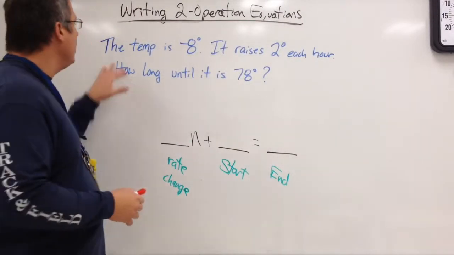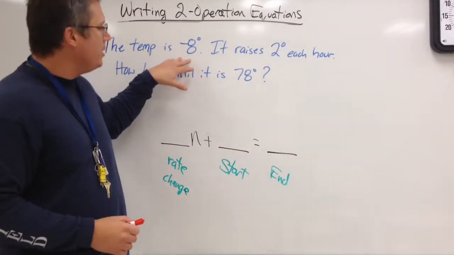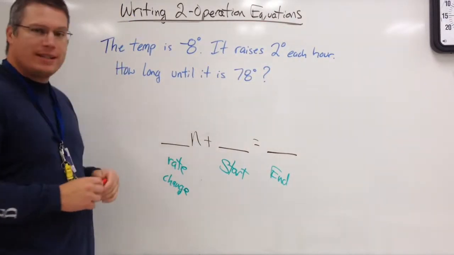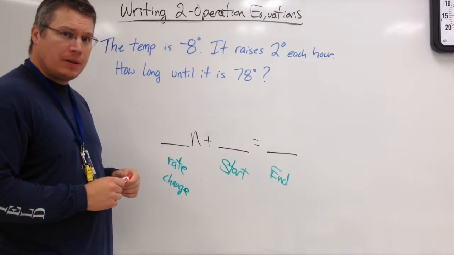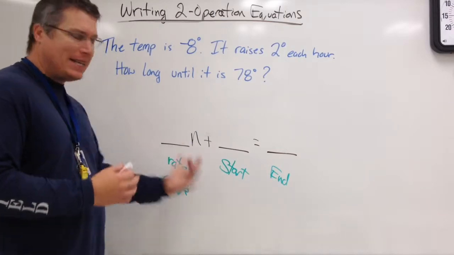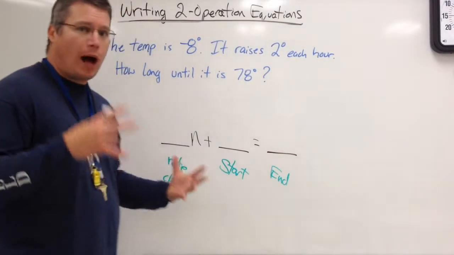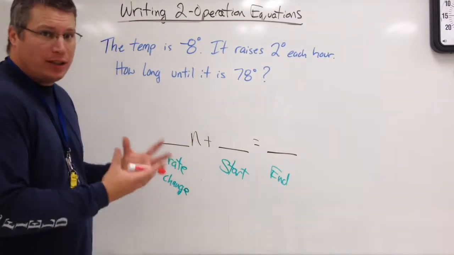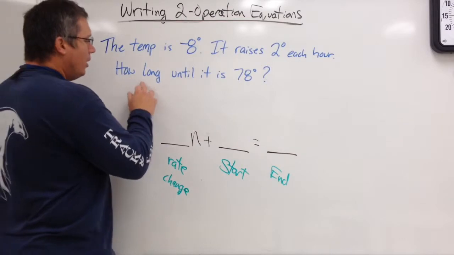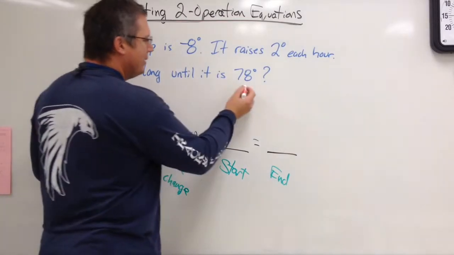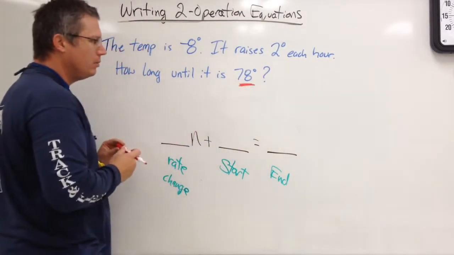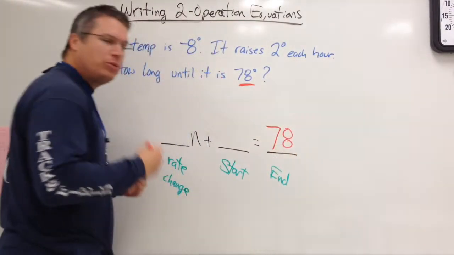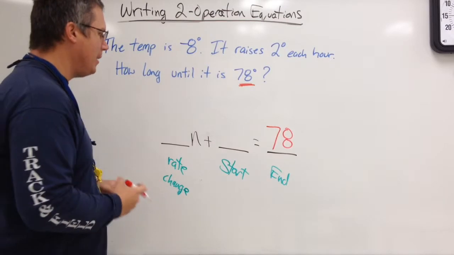Next example, the temperature is -8 degrees. It raises 2 degrees every hour. How long until it is 78 degrees? So again, it's easiest to start with what is my end goal? I'm trying to end up at what? Well, what temperature am I trying to end up at? The question is how long until it is 78 degrees? 78 degrees is my end result, my end total. So I'm trying to get an end result of 78.